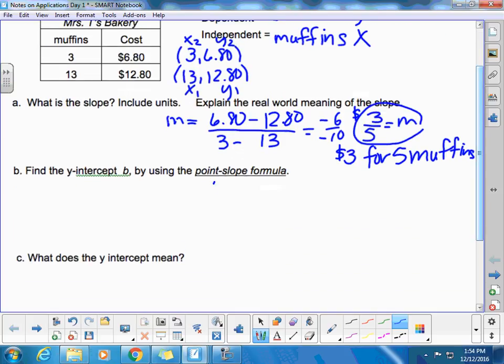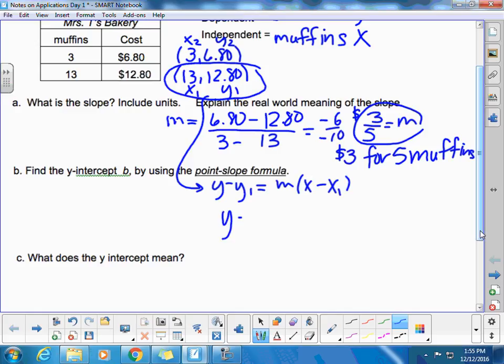Point slope formula was this one: y minus y1 equals m times x minus x1. We have an x1 and a y1 already right here, so we'll plug those in. We have the slope, 3/5. So y minus my y1, which is 1280, equals m, which is 3/5, times x minus x1, which is 13.